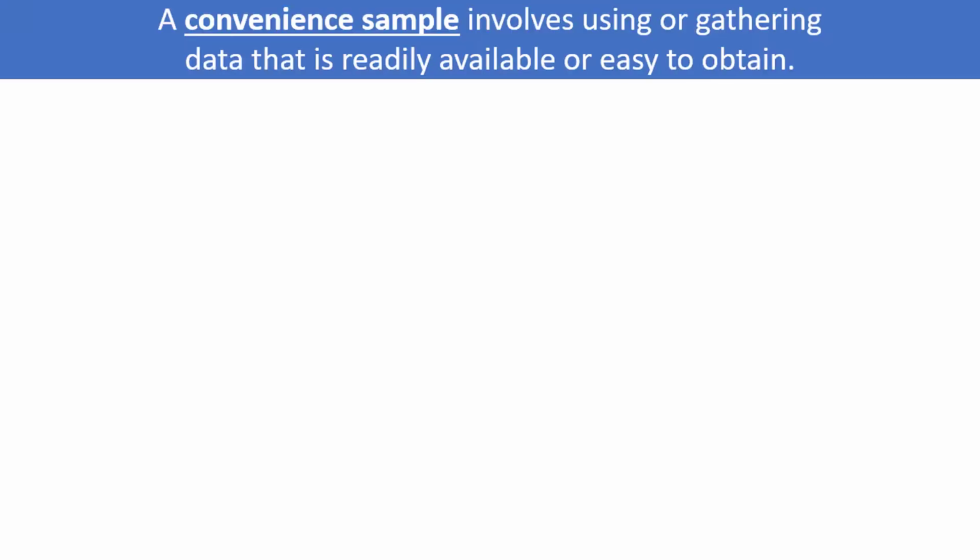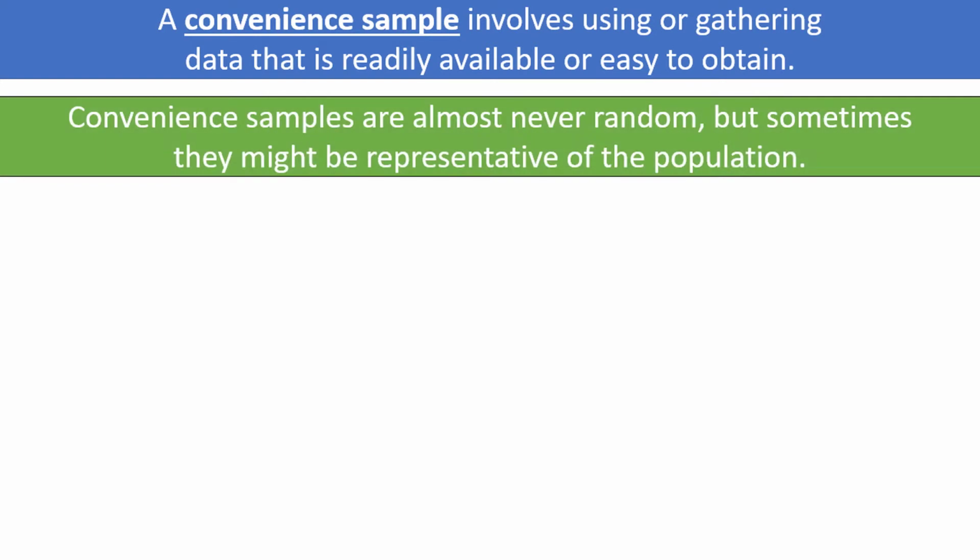We have already talked about a simple random sample where every member of the population has an equal chance of being chosen at any stage of the sampling process. A convenient sample is another sampling method, which involves using or gathering data that is readily available or easy to obtain. Convenient samples are typically not random, and for that reason, people tend to avoid them whenever possible. But sometimes a non-random convenient sample might still be representative of the population, which is all that really matters. It all depends on the data that you are gathering from the sample.